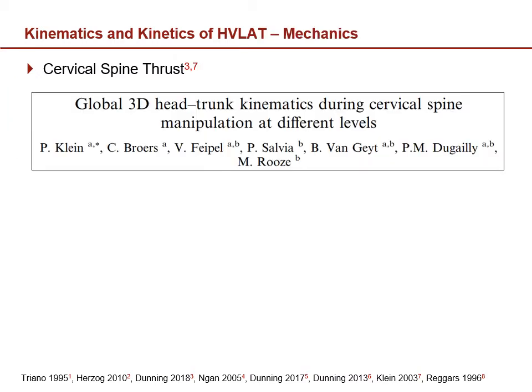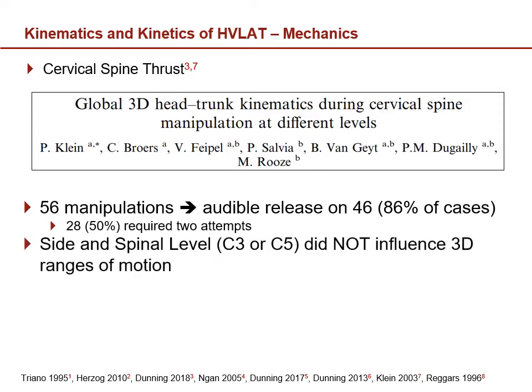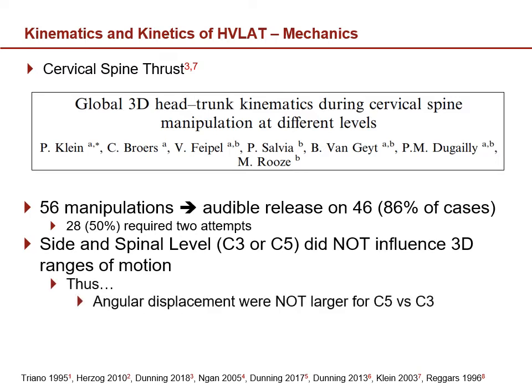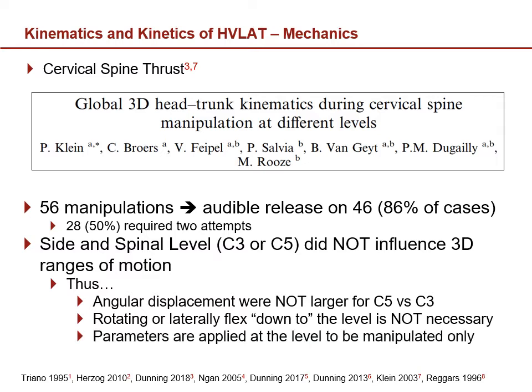Okay, taking a closer look at Klein 2003, one of the articles that we had previously mentioned. So 56 manipulations, 86% of the cases had a cavitation or were deemed successful. 50% of those needed 2 attempts. When they looked at C3 versus C5, they did not denote any 3D range of motion changes. Thus, angular displacements were not larger for C5 versus C3. Rotation and lateral flexion down to the level is not necessary. Rather, it's where you put your hands and your contact that is the most important.